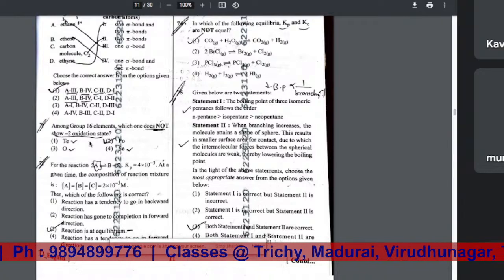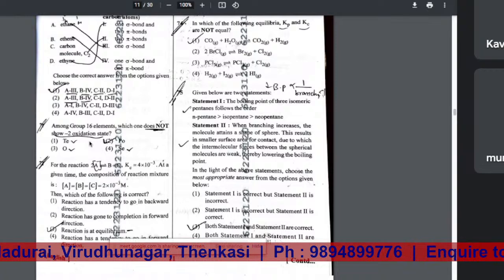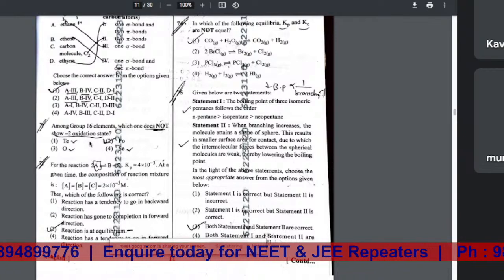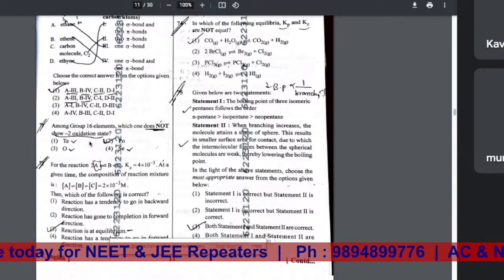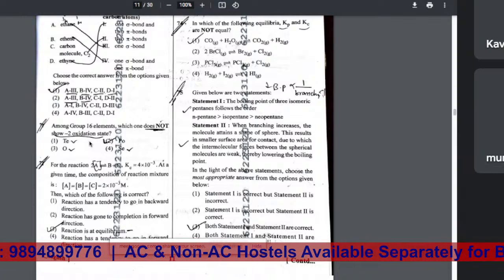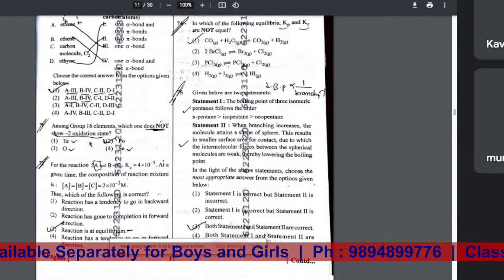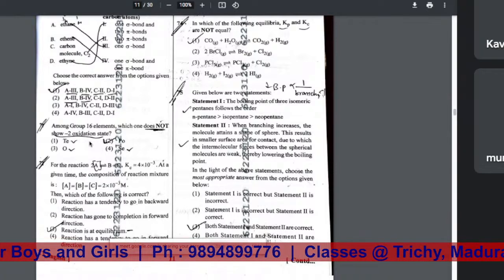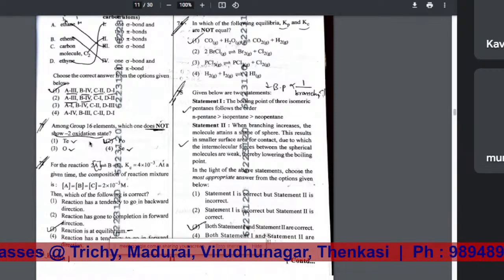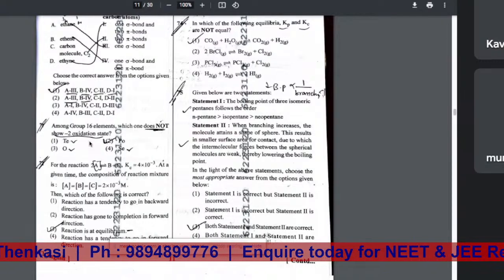For the reaction 2A gives B plus C, the Kc value is given, the equilibrium constant value is given here. That is 4 into 10 power -3. At a given time, the composition of the reaction mixture is A equal to B equal to C equal to 2 into 10 raised to the power minus 3 mole. So first we will calculate the reaction quotient QC. QC is actually like the equilibrium constant, but we take the equilibrium constant at equilibrium condition, and the reaction quotient at any time. So we will calculate this Q.